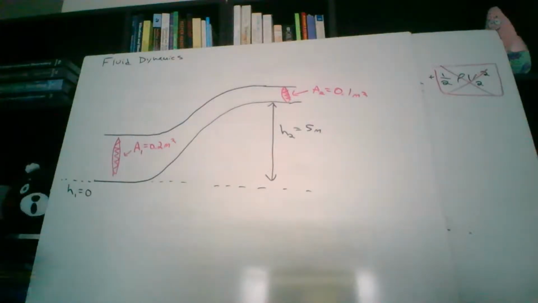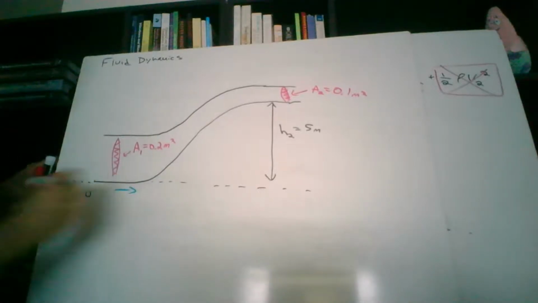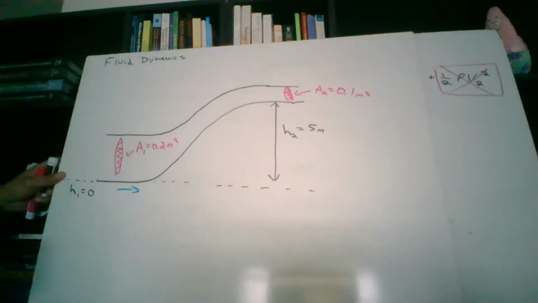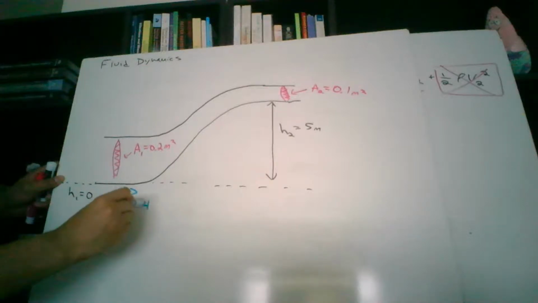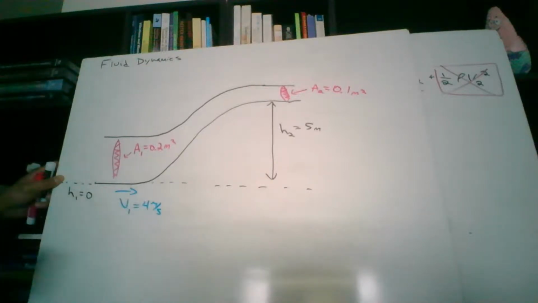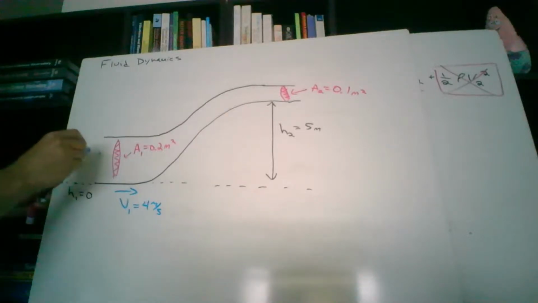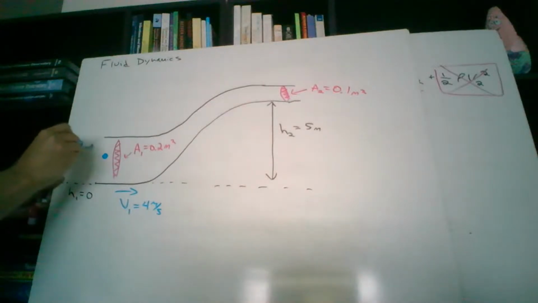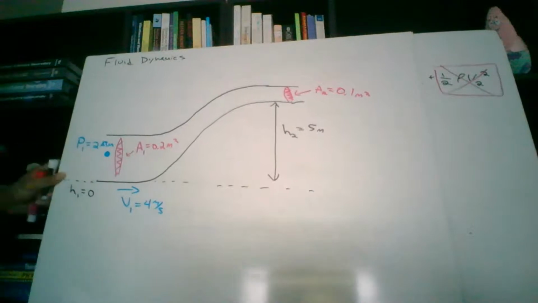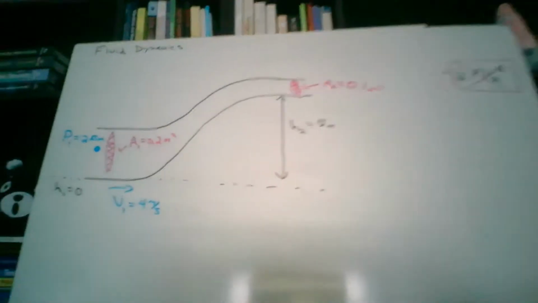What else? Let's use a different color here. We'll say that the velocity at the bottom is equal to 4 meters per second. So V1 equals 4 meters per second. And the last thing is the pressure. So the pressure, P1, is equal to 2 atmospheres. So the pressure is equal to 2 ATM.